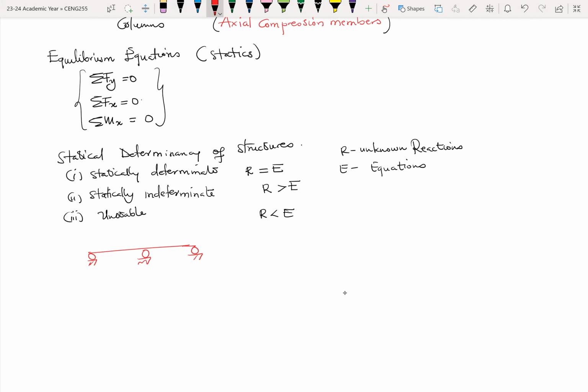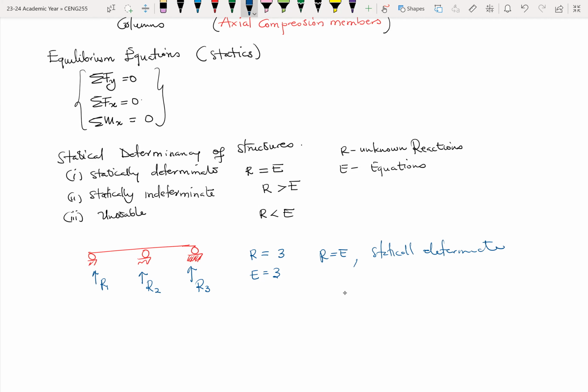If I have three roller supports on this beam, these are my three unknown reactions, R1, R2, and R3. So here, the number of unknown reactions is 3. The number of equations is the same as the equilibrium equations, so E is also equal to 3. Since R is equal to E, by definition this structure is statically determinate.